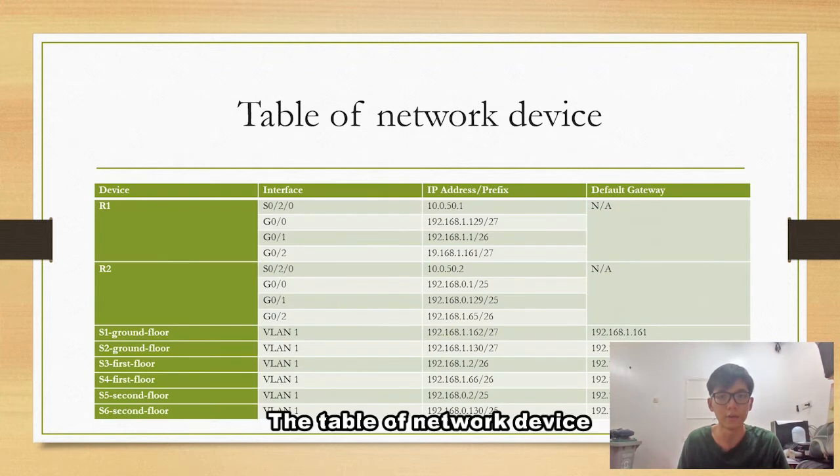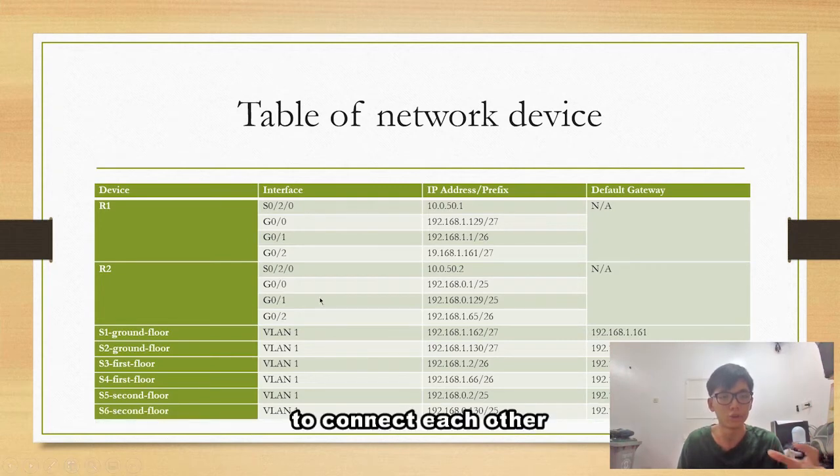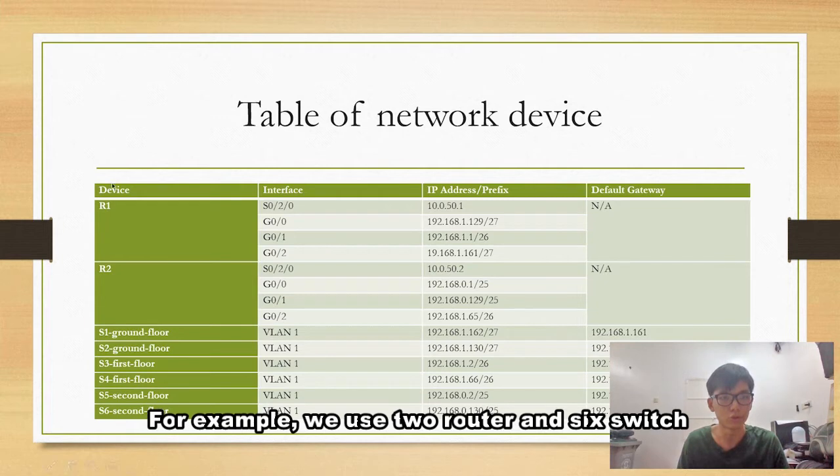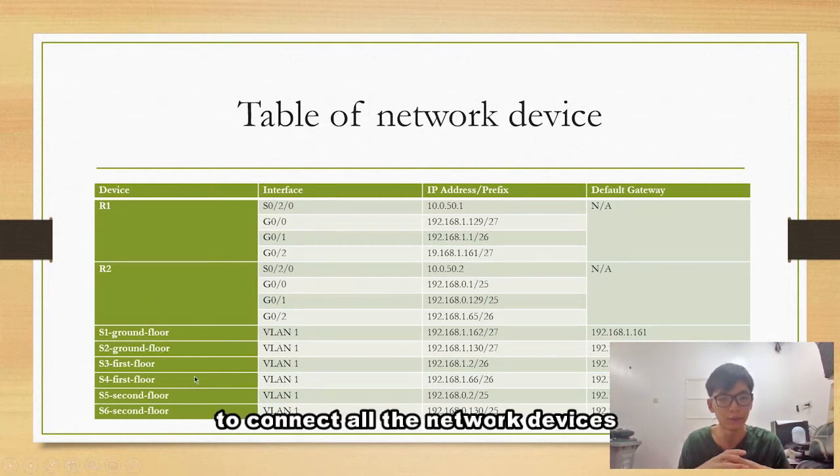So, the table of network devices. Besides the hosts, we have to build the network devices to connect each other. For example, we use 2 routers and 6 switches to connect all the network devices.